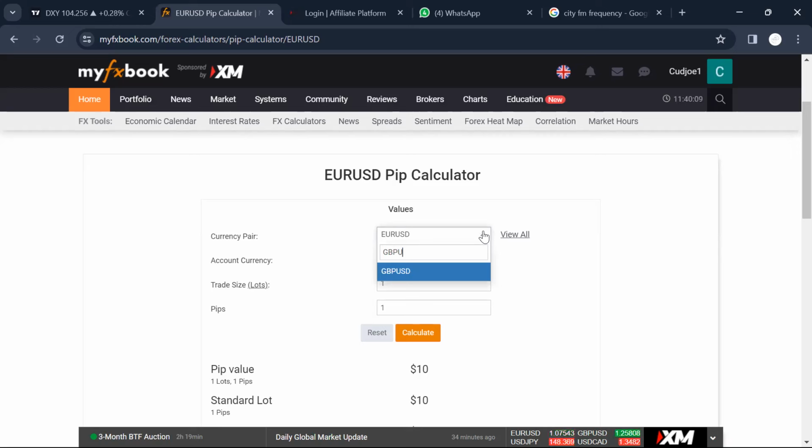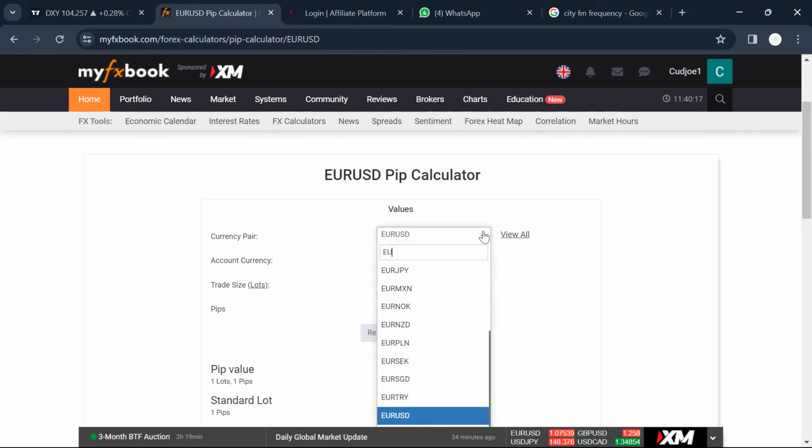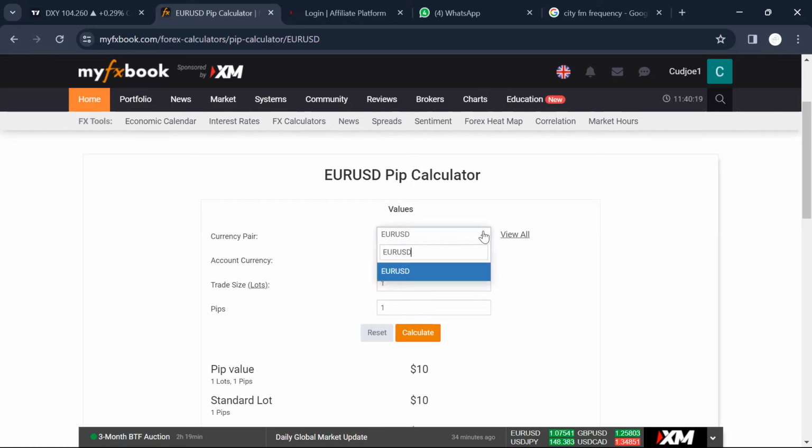So the moment you start typing, if the currency is part of this, it will populate. So that is it. Let's go back to USD. That is it. Now we are set for an account. We were raising like $60 the whole day, spread over all the pairs. So I'm going to use the example of $60.